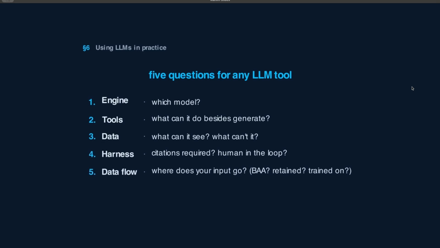So as we wrap up, whenever you pick up a new agentic tool, you should think about what the engine is. What large language model are they actually using behind the scenes? You should think about the tools, like what tools does this have access to? Can it access the internet? Can it access PubMed? What data can the agent or the model see? You should ask questions about the harness, and you should think about the data flow.